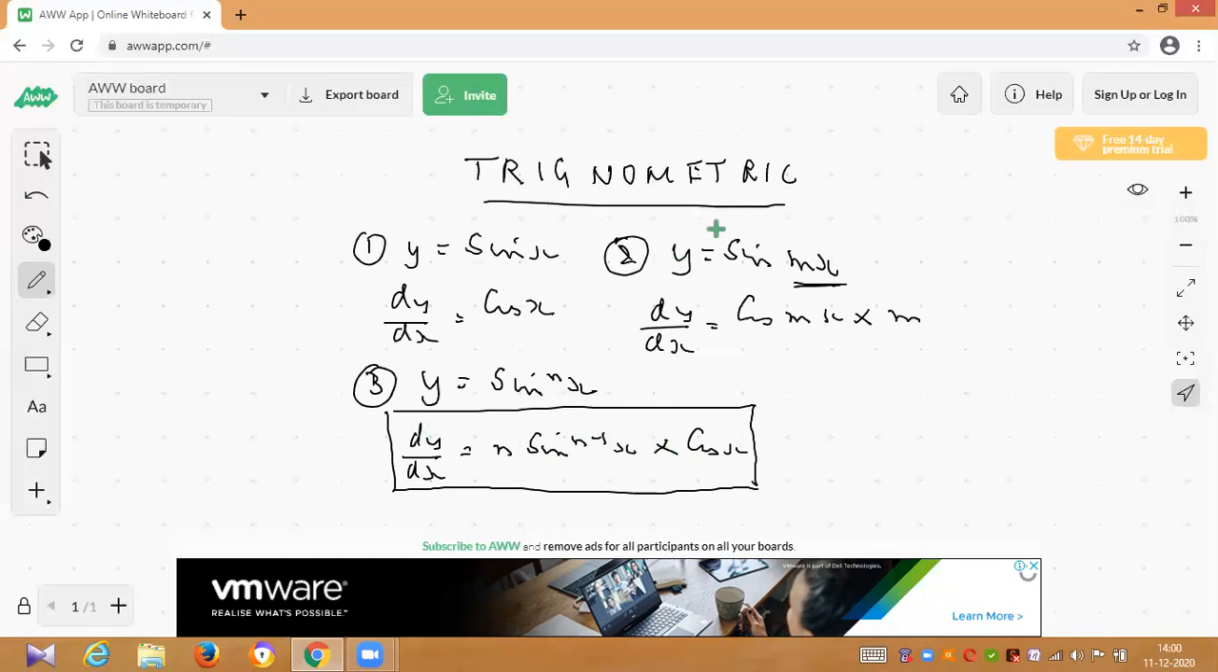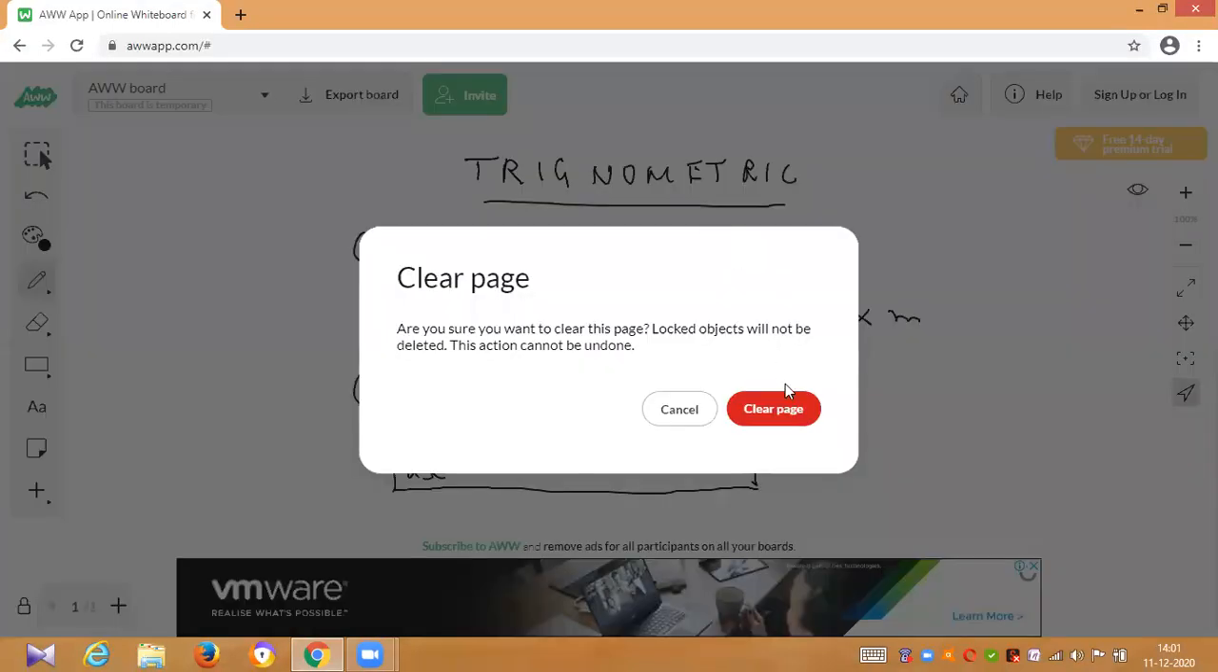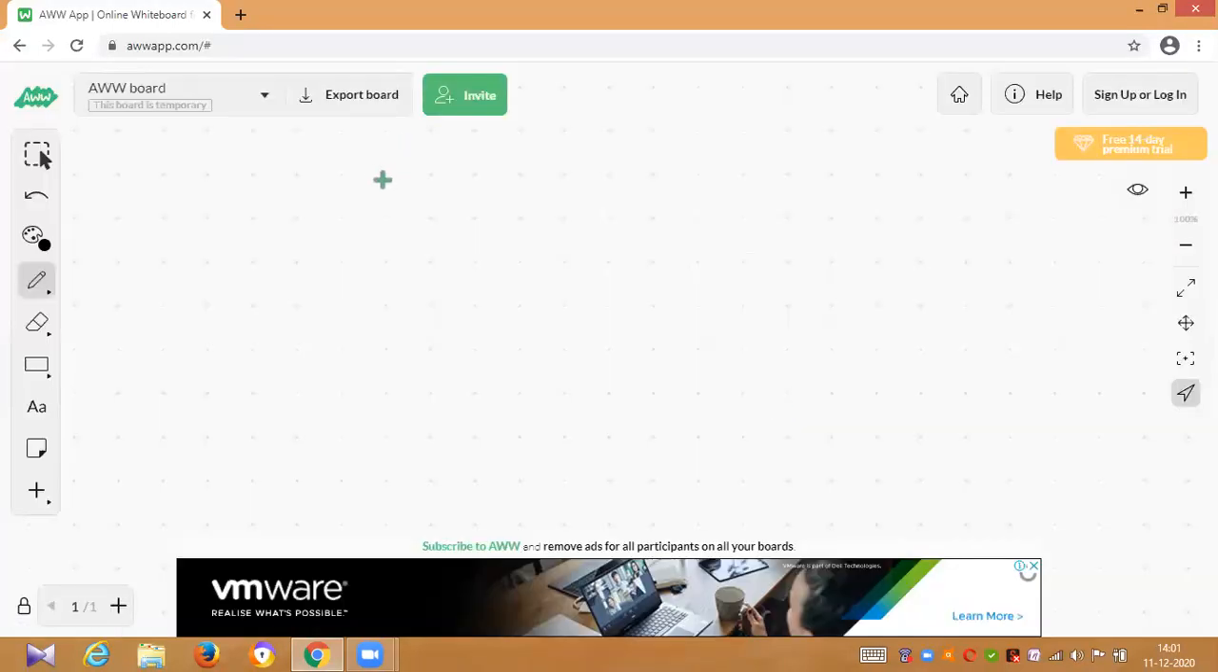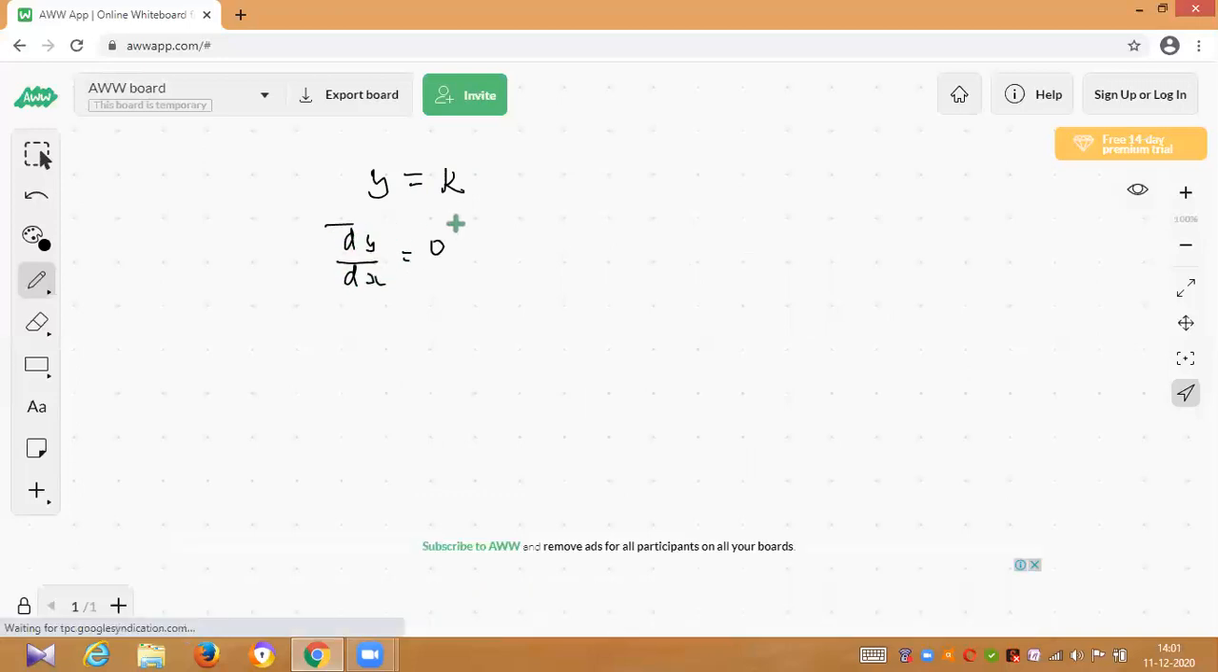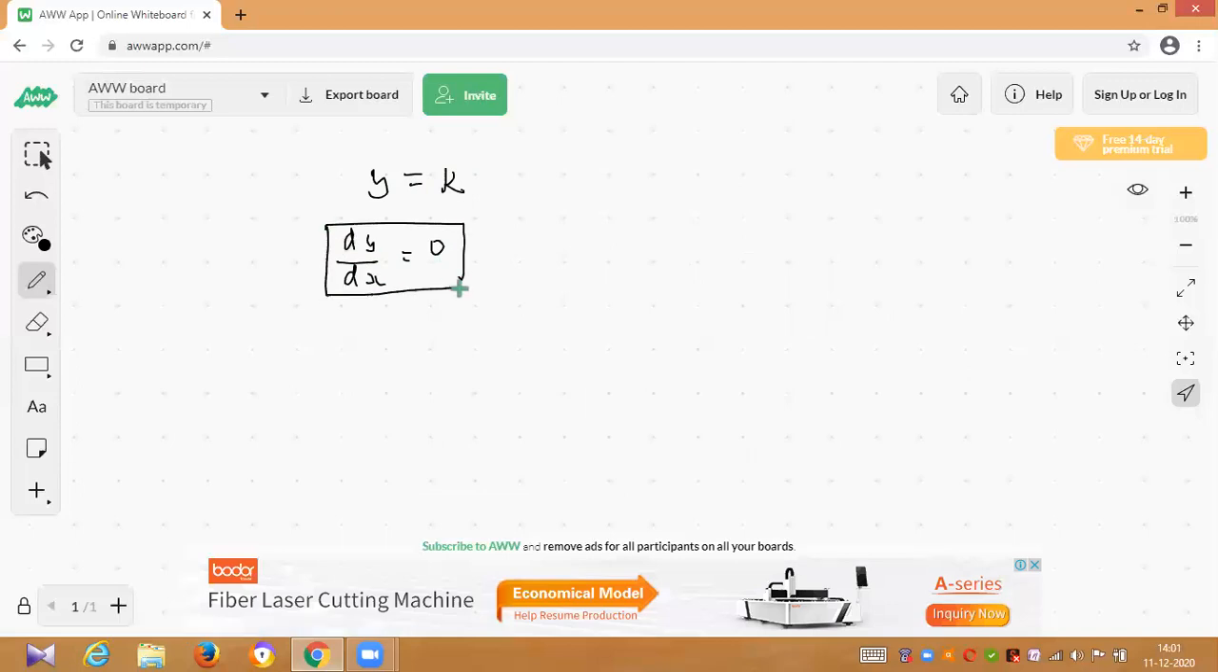Now, we'll discuss some of the forms for constant functions as well. Suppose you have a function like y is equal to k, where k is any constant and does not contain x. If we are differentiating the function with respect to x, the differentiation vanishes. dy by dx becomes 0.